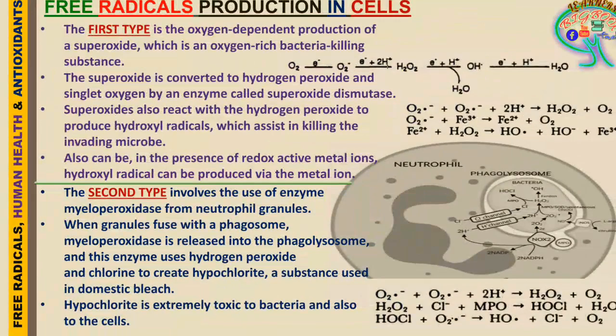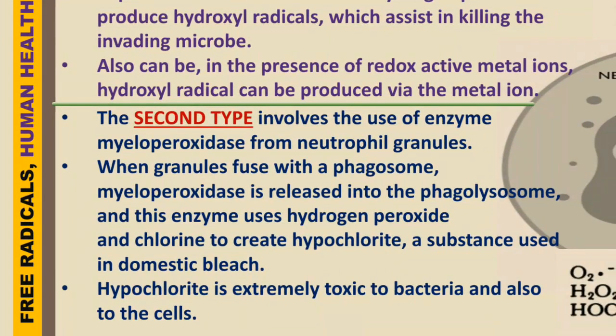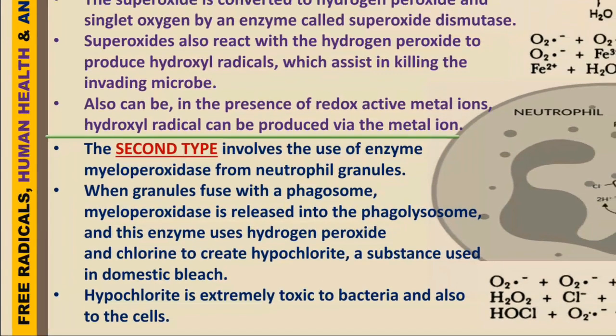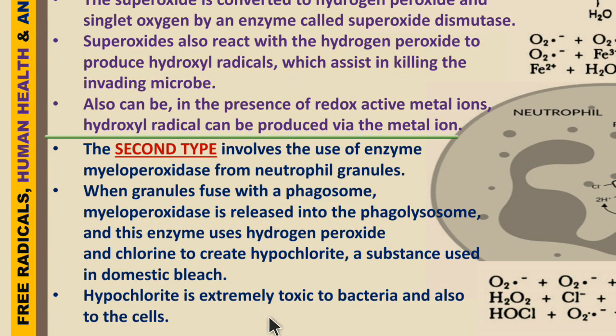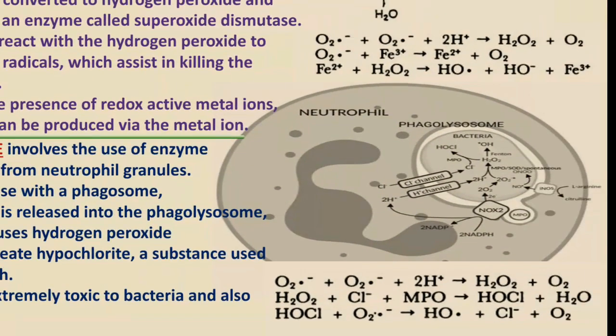And the second type involves the use of the enzyme myeloperoxidase from neutrophil granules. When granules fuse with a phagosome, myeloperoxidase is released into the phagolysosome, and this enzyme uses hydrogen peroxide and chlorine to create hypochlorite, a substance used in domestic bleach. Hypochlorite is extremely toxic to bacteria and also to the cells.